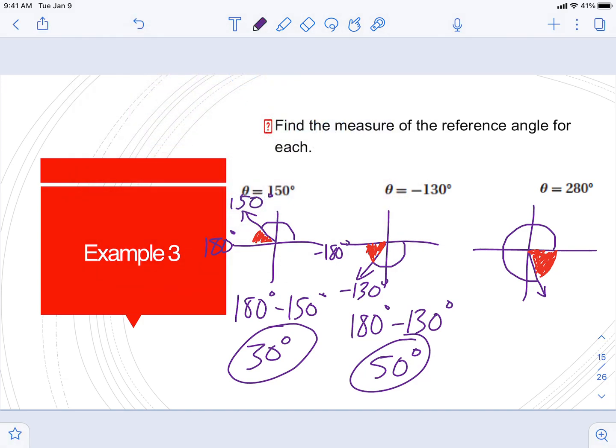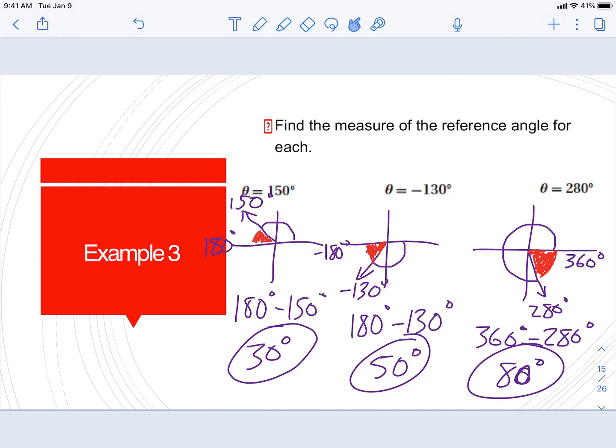So now we've got 280 as our angle of rotation. We're measuring it to 360, which would be a full circle. That's where our x-axis is. And so we would do 360 minus 280. And that would give us 80 degrees.